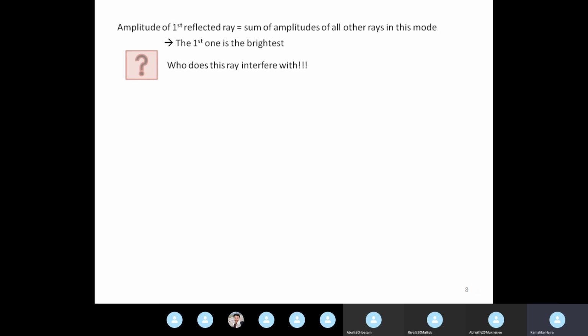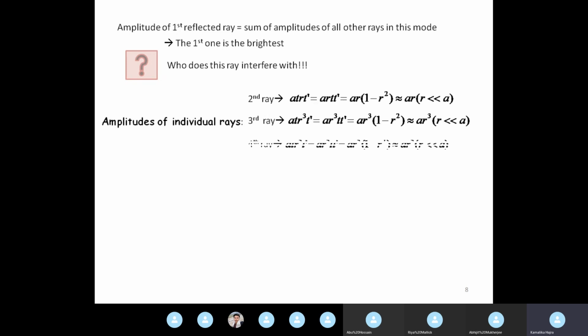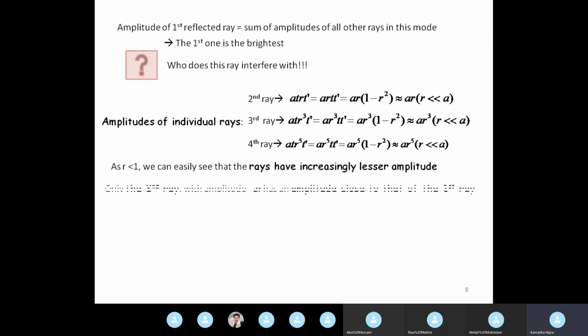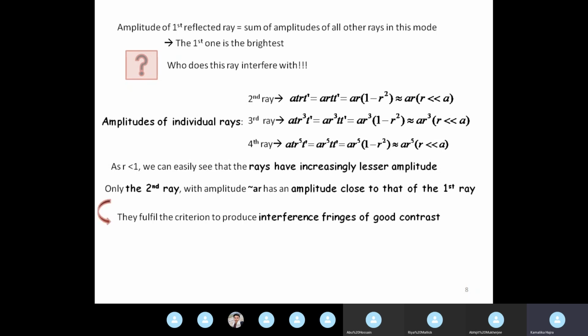And then we questioned, who does this ray interfere with? It has to interfere with another ray. What ray? Which ray is that? And then we individually calculated the amplitudes of the rest of the rays, and we saw that the amplitude decreases drastically as R is a fraction. And finally, we decided that only the second ray, which has an amplitude AR, is somewhat close to the amplitude of the first reflected ray. So they fulfill the criteria to produce interference of good contrast.